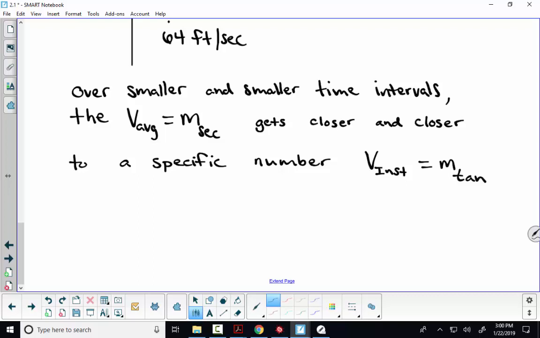So if we compute average rates of change over smaller and smaller intervals, eventually reaching some fixed point, then you're coming up with the instantaneous rate of change, or the slope of the tangent line.